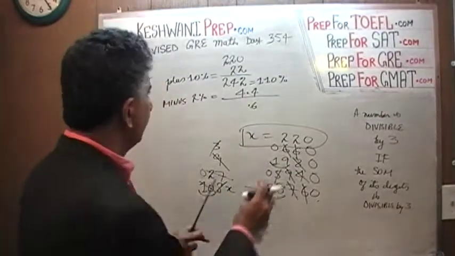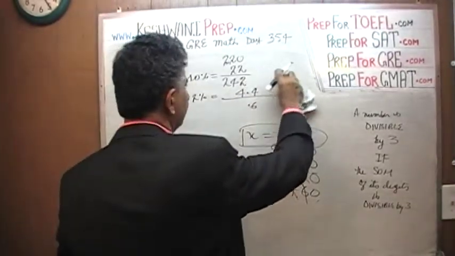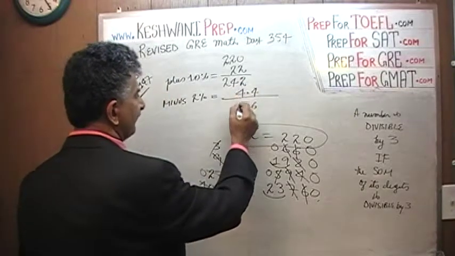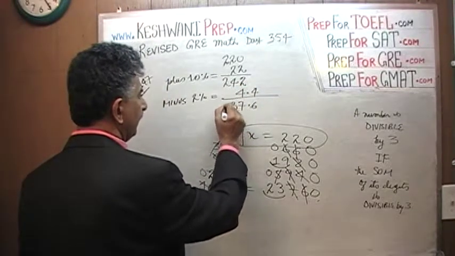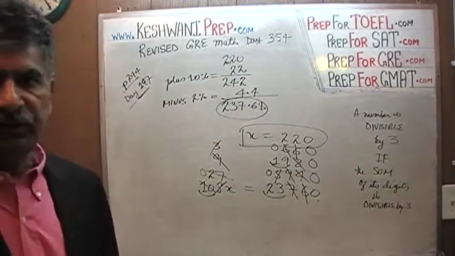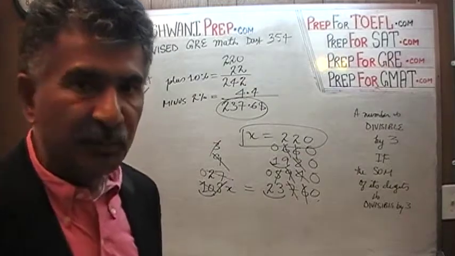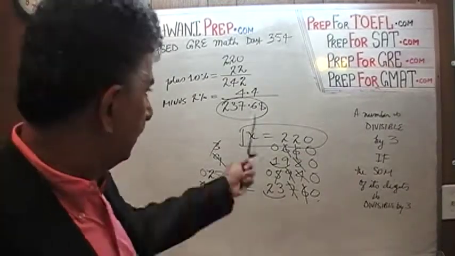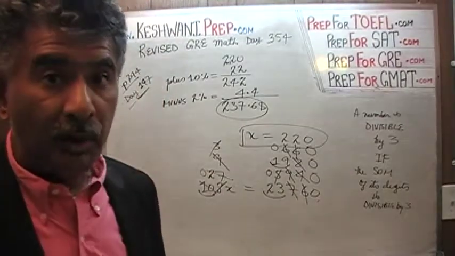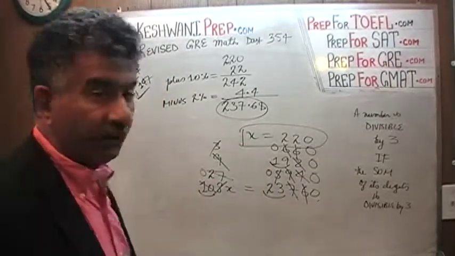Let's erase this 110 so you don't get confused here. 0.6. 11 minus 4 is going to be 7. This is going to become 3. Oh, there you go. 237.60 represents 108% of her salary. So it works. Our answer is correct. 220 is correct.